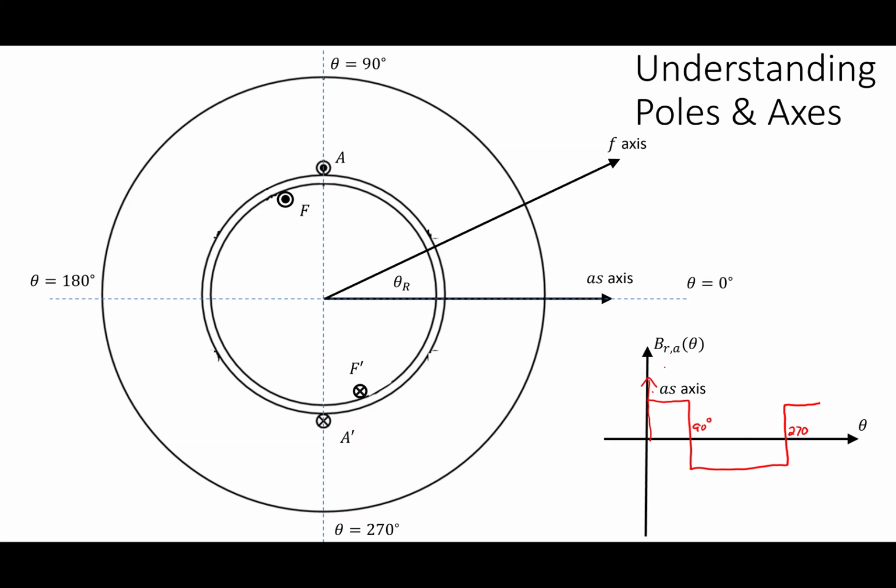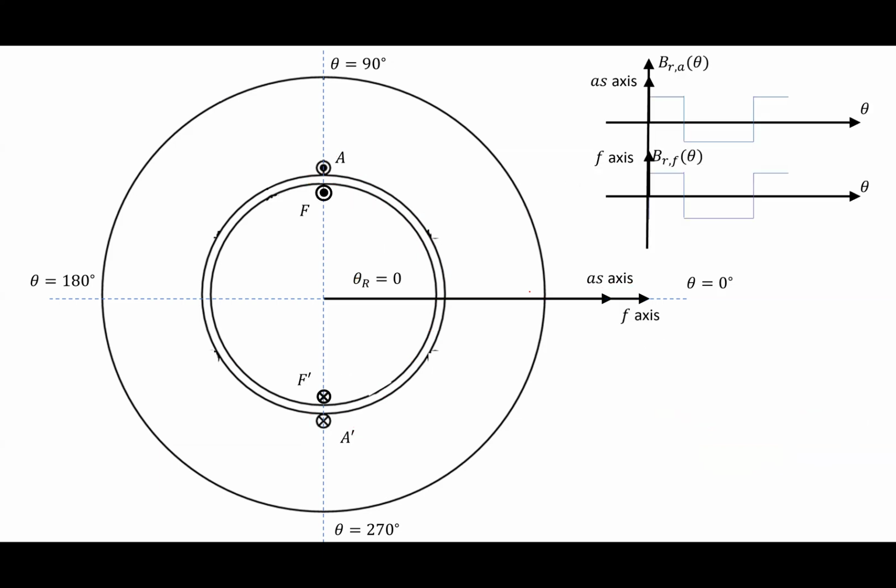So for A on the stator, I'm saying that its field is centered around 0 degrees. That's where it's got its positive center, if I think of coil A as just being a flat coil. Its field spatially is pointing in this direction, and it's centered at 0 degrees. And so I say that there's this AS axis.